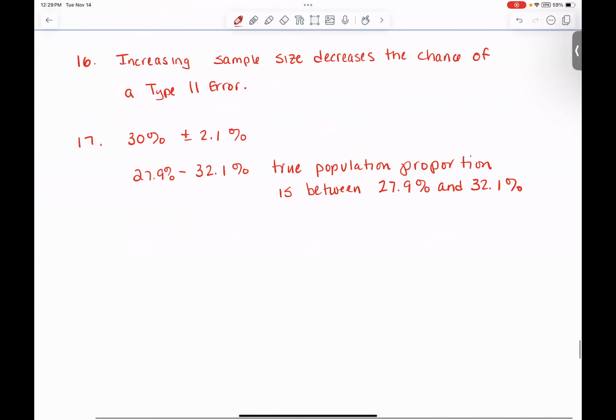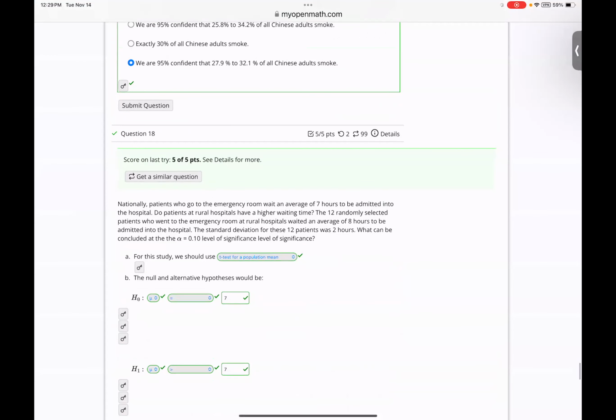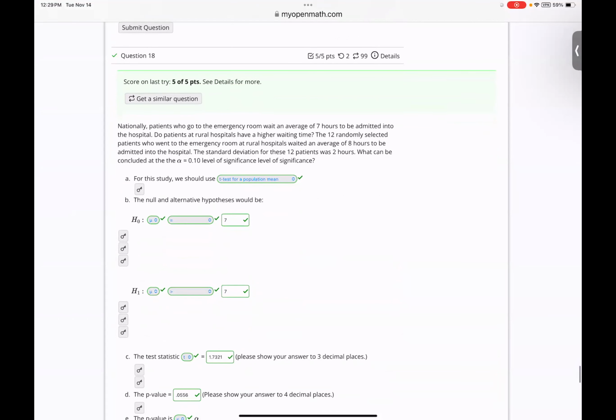Okay, problem 18. Nationally, patients who go to the emergency room wait an average of 7 hours to be admitted into the hospital. Do patients at rural hospitals have a higher waiting time?